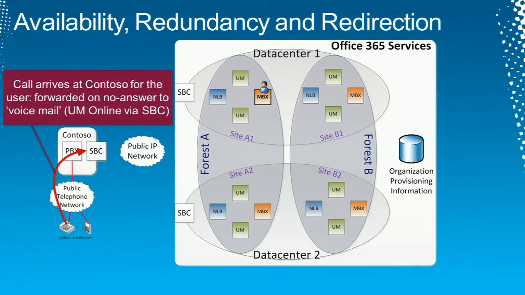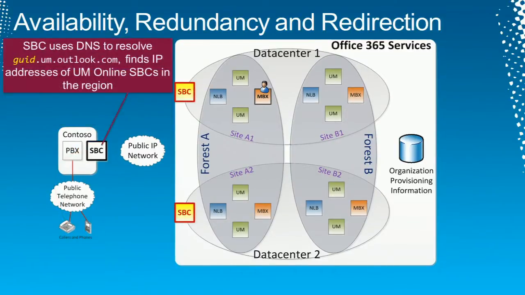So the first thing that happens is that a call arrives at the Contoso PBX for the user. They don't answer, and it gets forwarded on ring no answer to the SBC, possibly via a voice over IP gateway. The SBC has a forwarding rule that tells it to send all calls to some guid.um.outlook.com. So it goes to DNS and looks that up, and it finds the IP addresses of the online SBCs in the region. It may not know which is closest, and it just sends the call to one of those through some load balancing algorithm of its own.